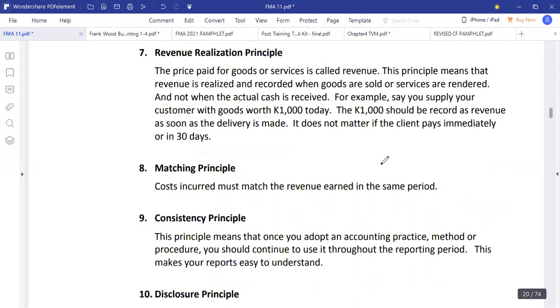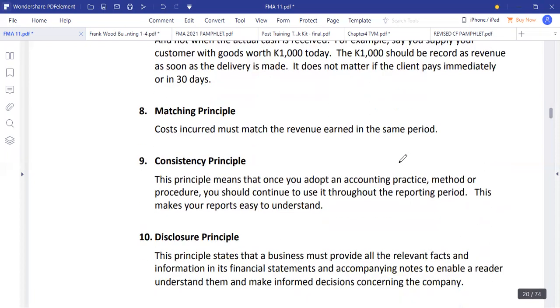The matching concept simply says costs must match the revenue earned in the same period. It is also called the accruals concept. So the costs incurred must match the revenue earned in the same period. Then we also have what is called the consistency principle, which simply asserts that once you adopt an accounting practice or method, you should continue with it throughout. You should be consistent, in short.